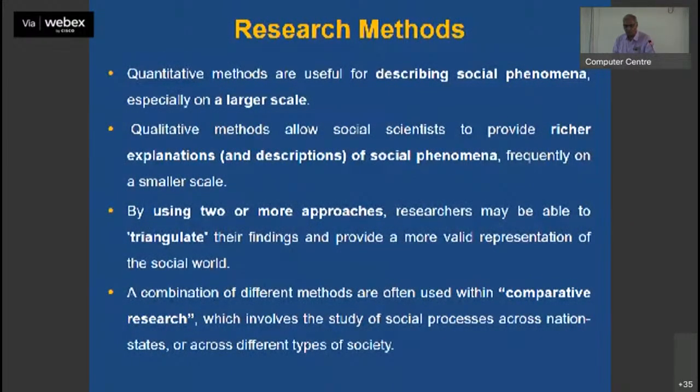Qualitative methods allow social scientists to provide richer explanation, but you should have a base of qualitative research also. If you have a qualitative research base, then you will be able to explain the reasons for all these things. By using two or more approaches, researchers may be able to triangulate their findings and provide a more varied representation of the social world. A combination of different methods is often used within comparative research, which involves the study of social processes across nation states or different societies or countries.